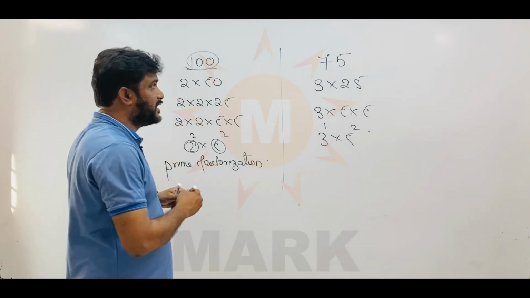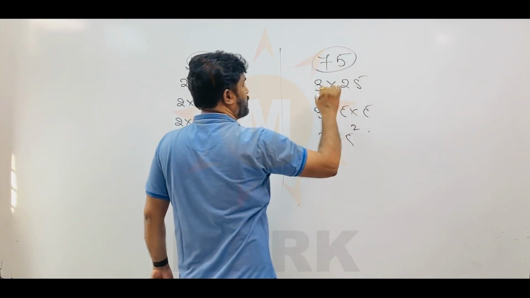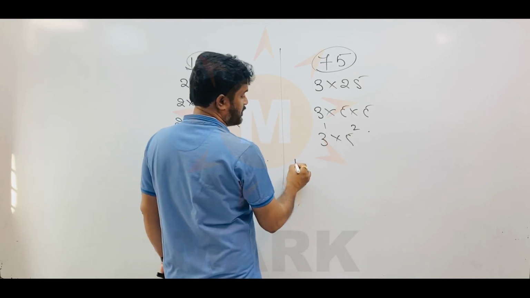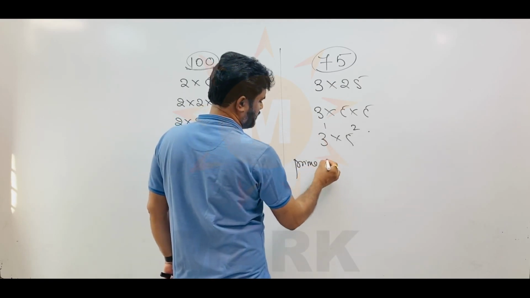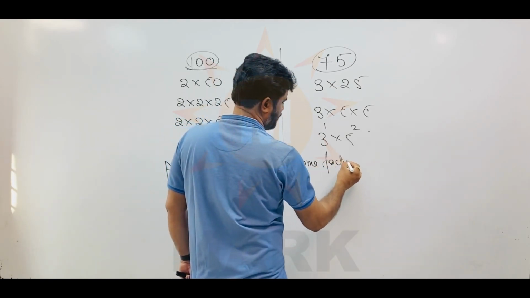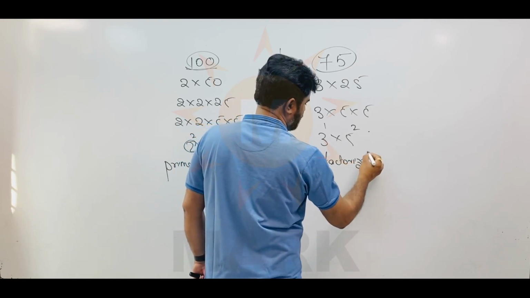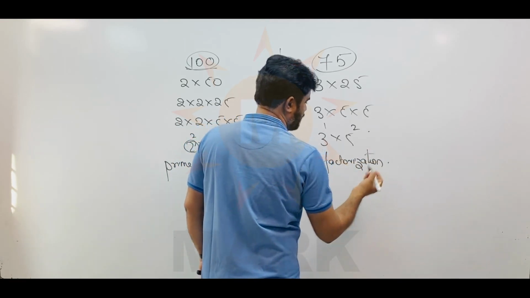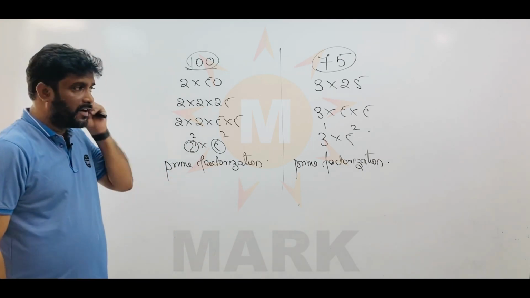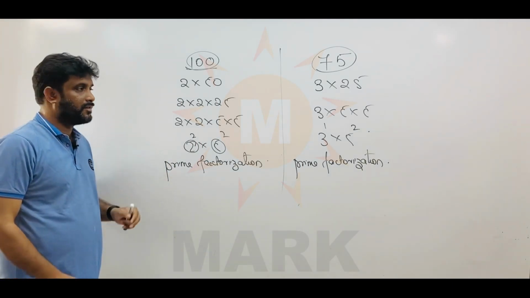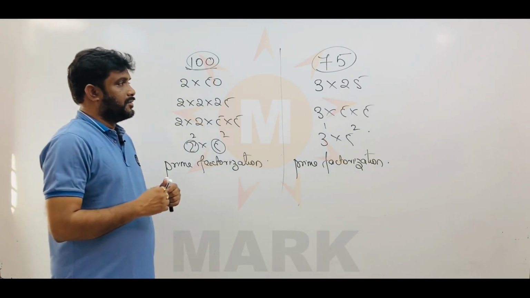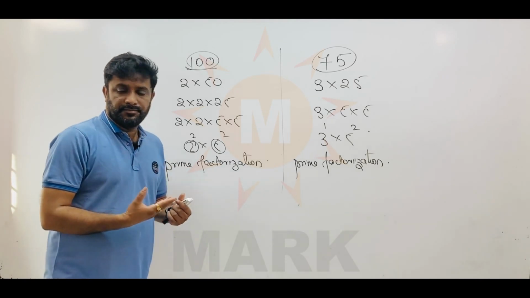So writing a composite number as a product of 2 or more prime numbers is called the prime factorization method. Okay. So now we will go into the questions.